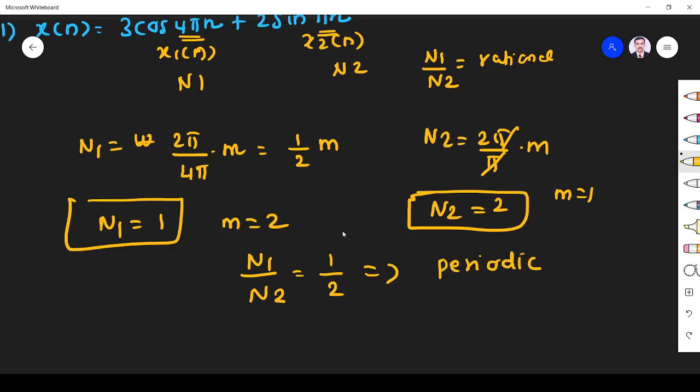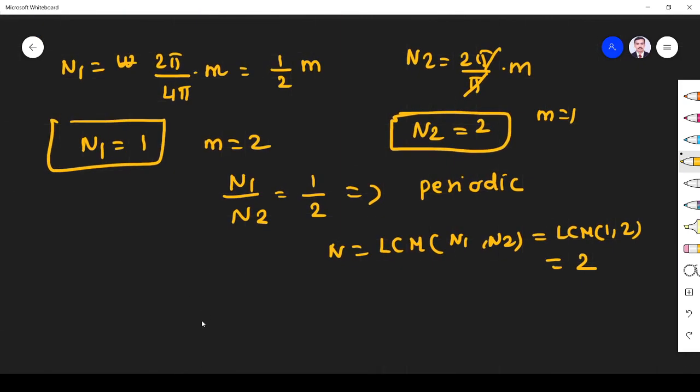Now we have to find the fundamental period of x of n. How to find it? Let us assume n is the period of x of n. That is obtained by taking the LCM of both the signals' periods, n1 comma n2. So the LCM of 1 comma 2 is 2. That is the fundamental period of the given signal x of n. So the signal has a fundamental period of 2.